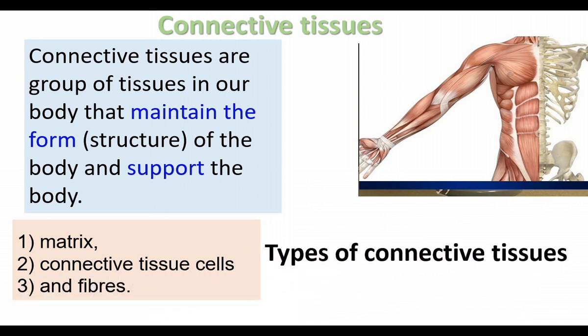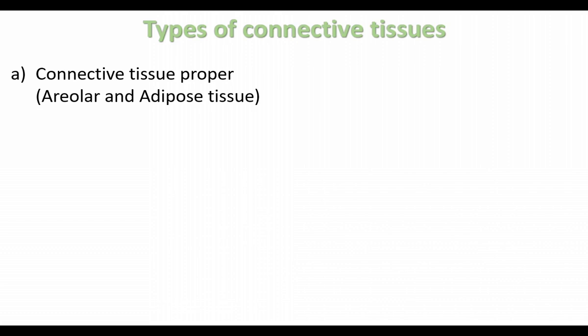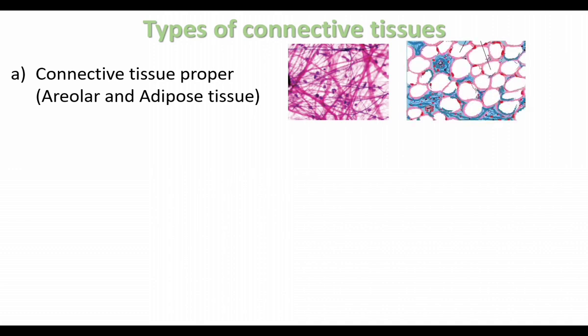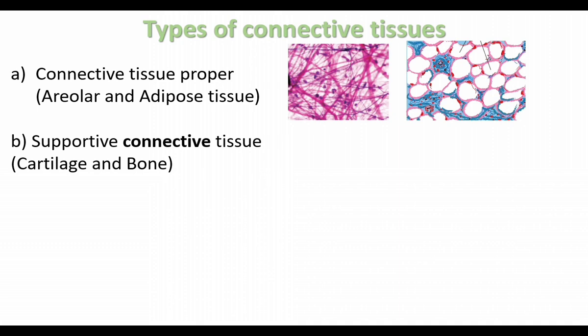Now let us see the types of connective tissues. Connective tissue proper. The connective tissue proper includes areolar tissue and adipose tissue. This is areolar tissue. It is like a foam. Adipose tissue stores fat. The second category of connective tissues is supportive connective tissue. Supportive connective tissue supports the body. It includes bones and cartilage. Bone is a hard tissue. Cartilage is not as hard as bone.